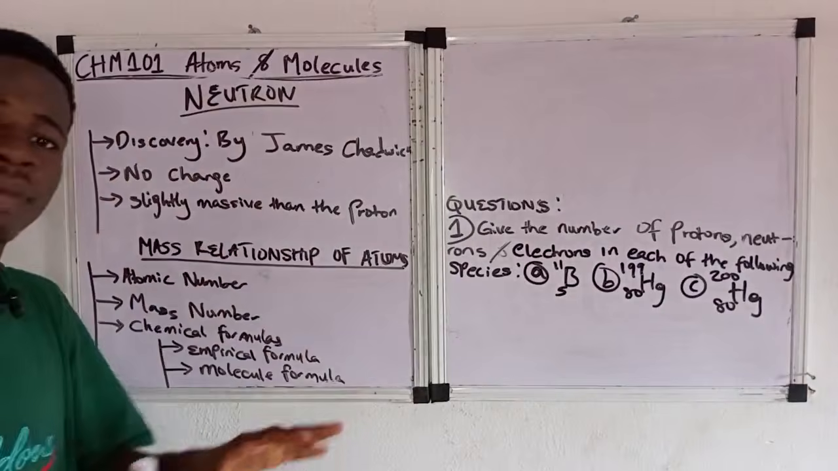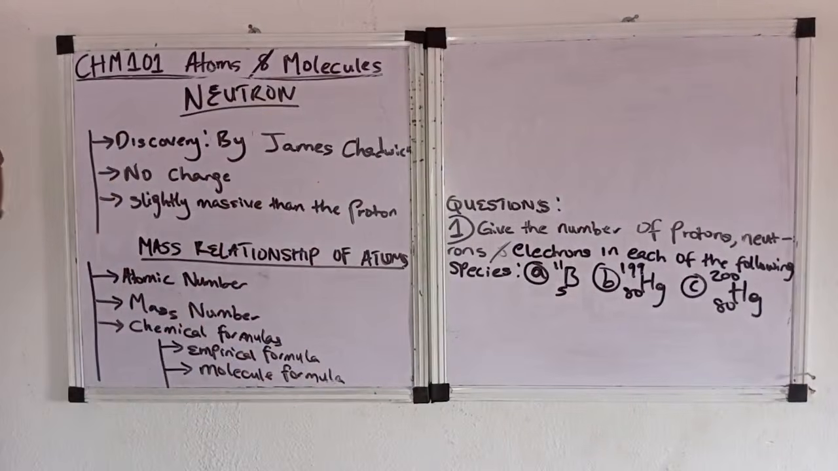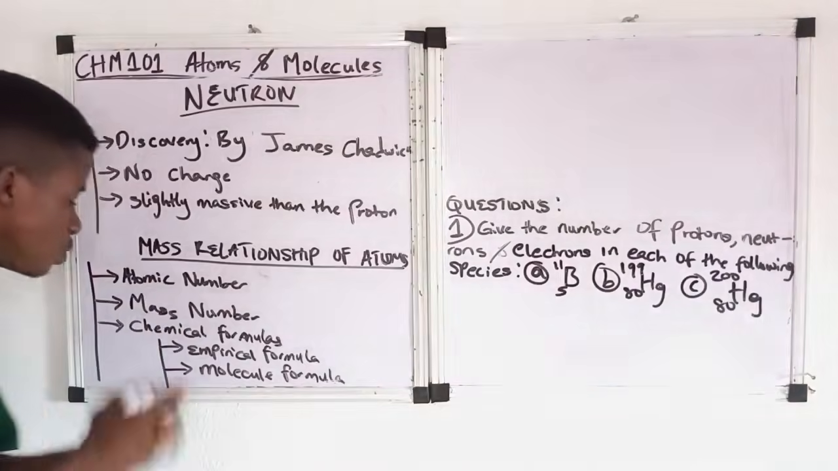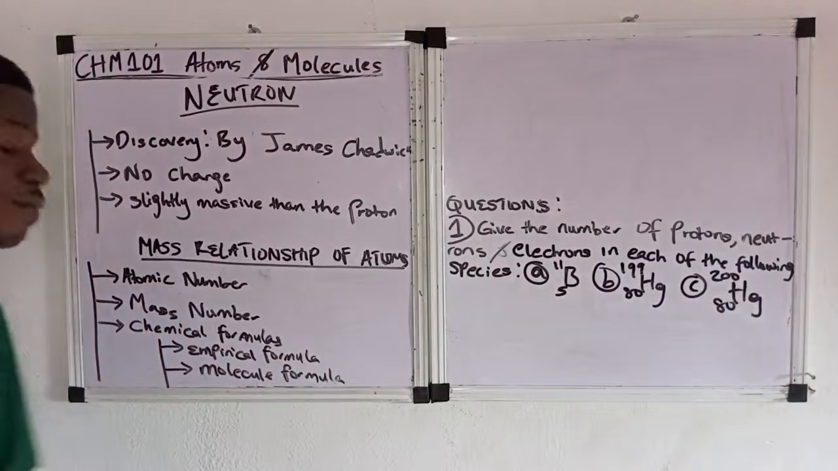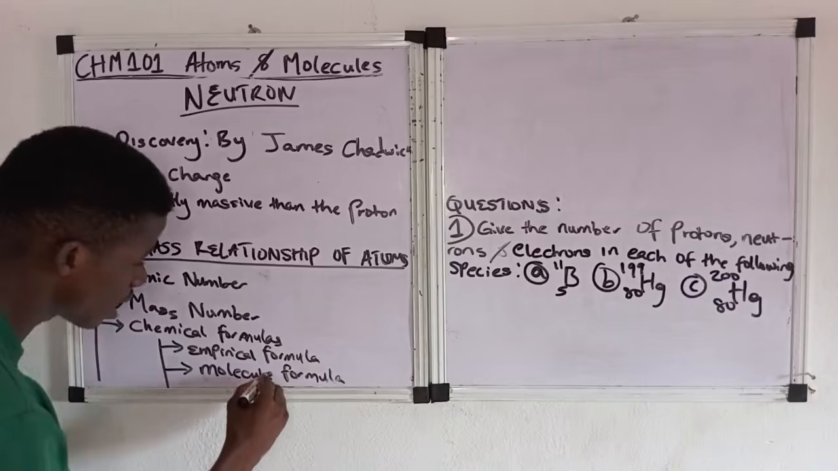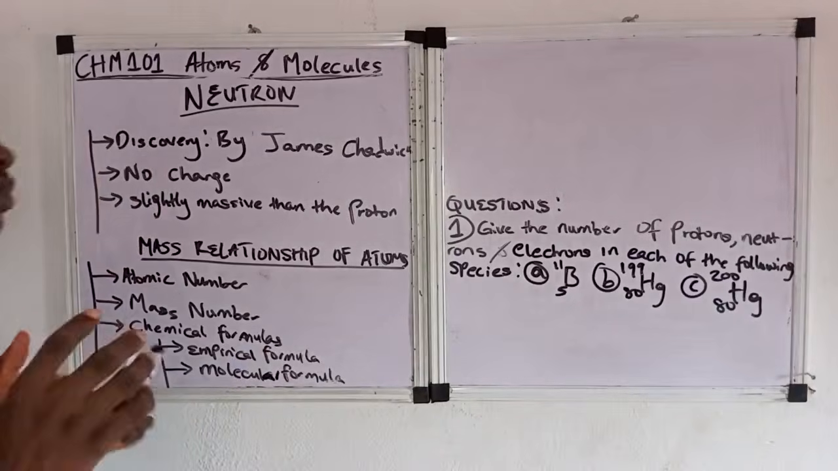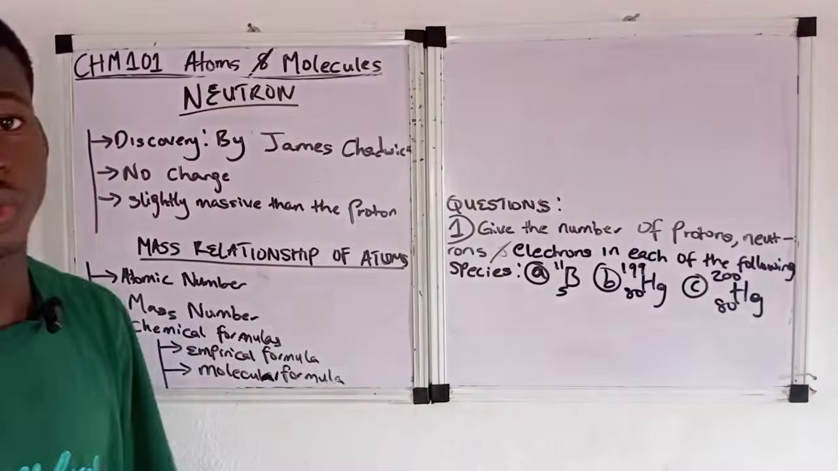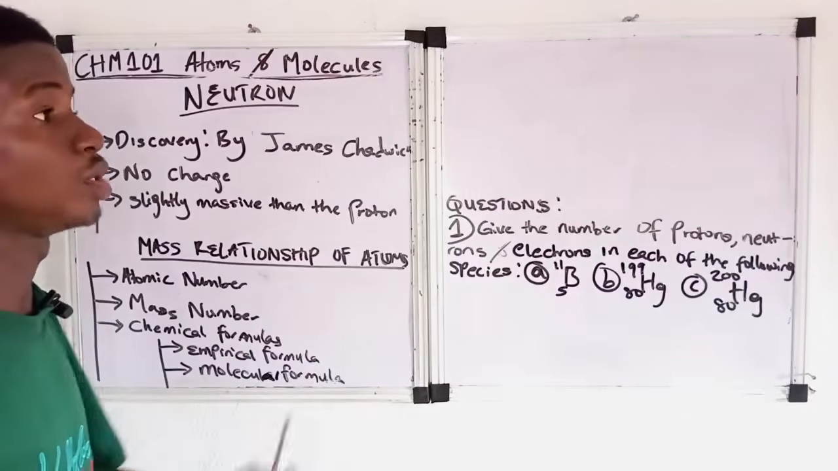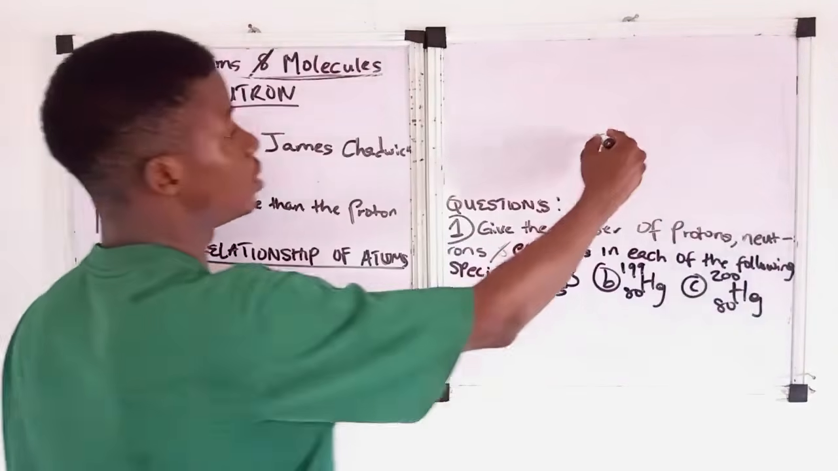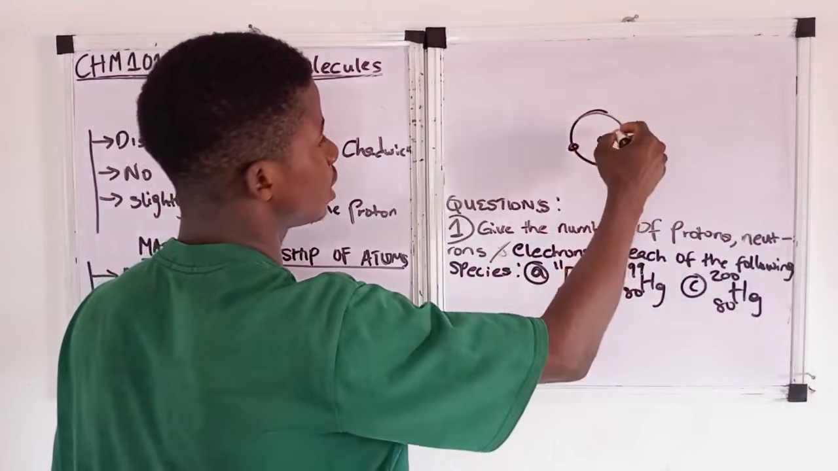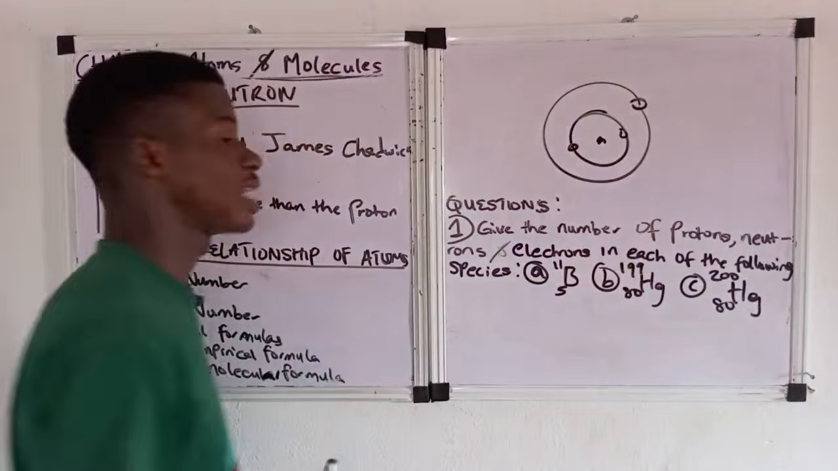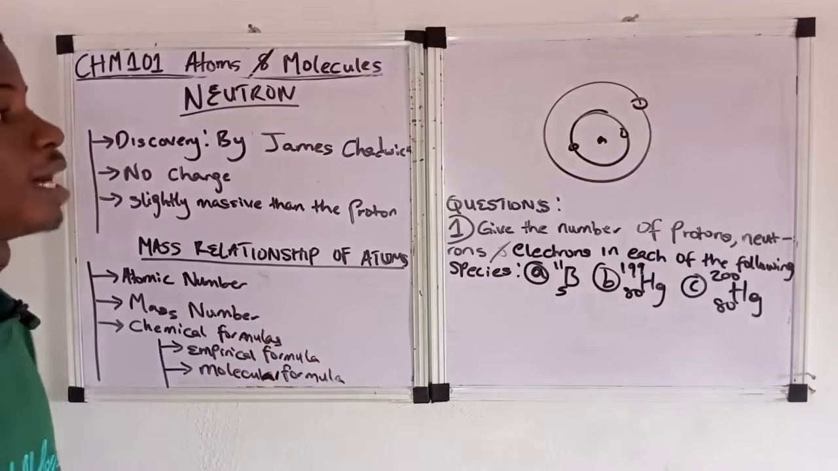Now let's move to the actual part, where we do a lot of calculations. Mass relationships of atoms. We have atomic number, mass number, and we also deal with chemical formulas such as empirical formula and molecular formula. Now, what is atomic number? Atomic number is the number of protons in the nucleus of an atom. That is known as atomic number.